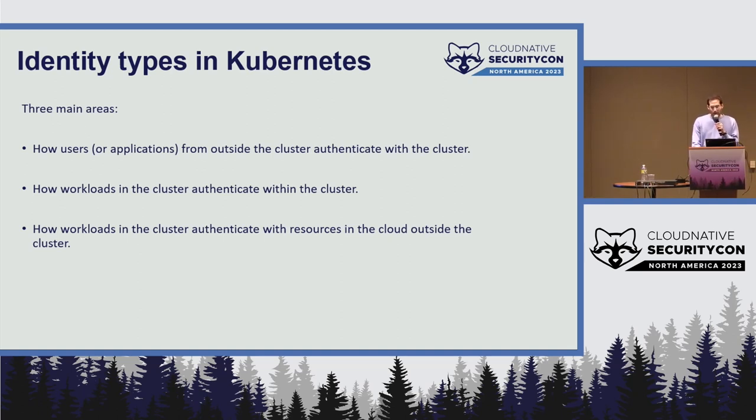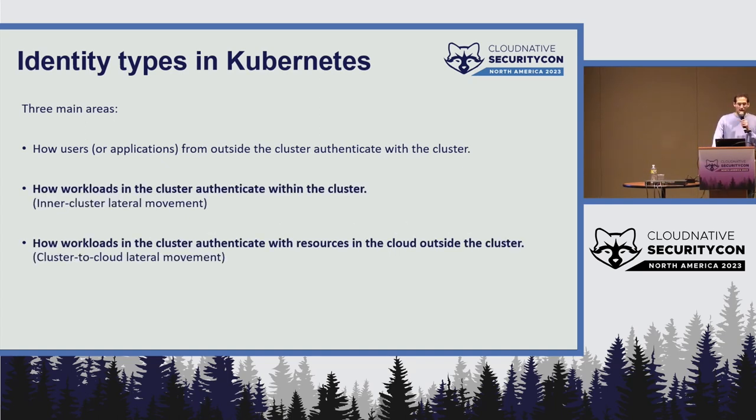The second one is how do workloads in the cluster authenticate within the cluster with the Kubernetes API server? And the third one is how workloads in the cluster authenticate with resources in the cloud outside the cluster. For example, if I have a pod that needs access to cloud storage, how does this pod authenticate with the cloud storage? In our talk, we will focus on points two and three.